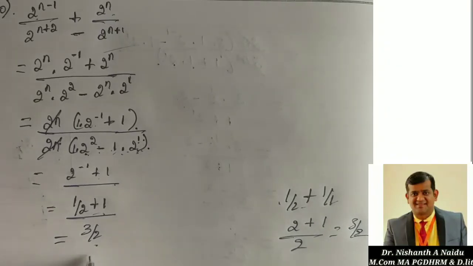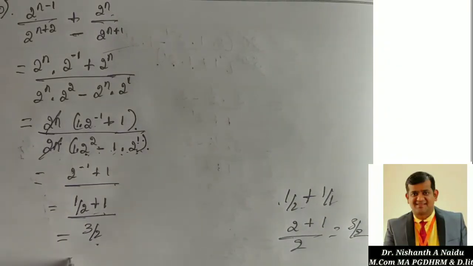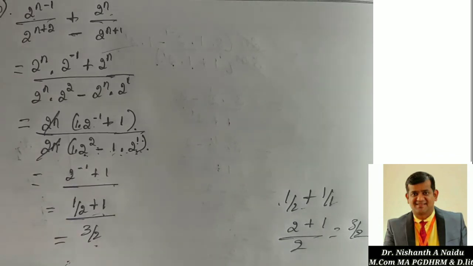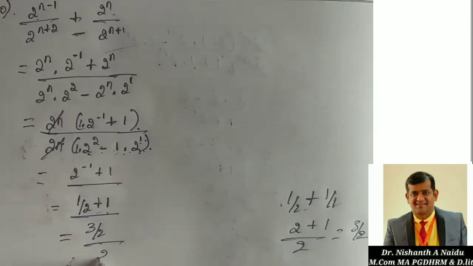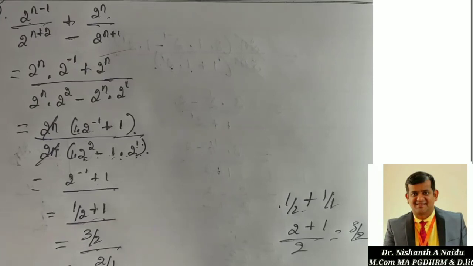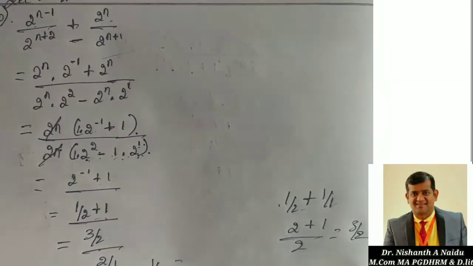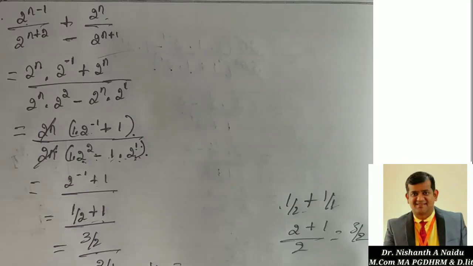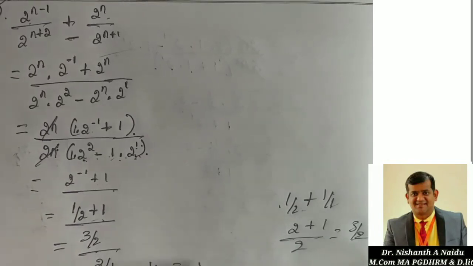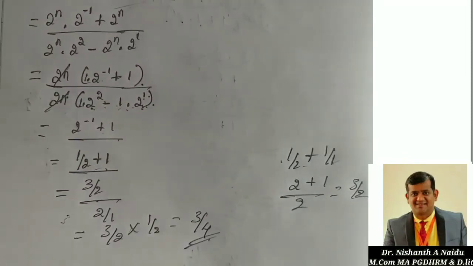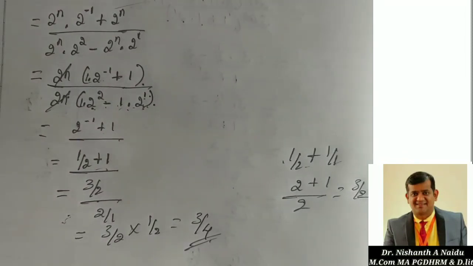Okay. So now in this next step, what are we going to do? That is 3 divided by 2 divided by 2 by 1. So 3 divided by 2 into 1 divided by 2, that is equals 3 ones are 3, 2 twos are 4. 3 divided by 4 is the answer. So we'll stop here.